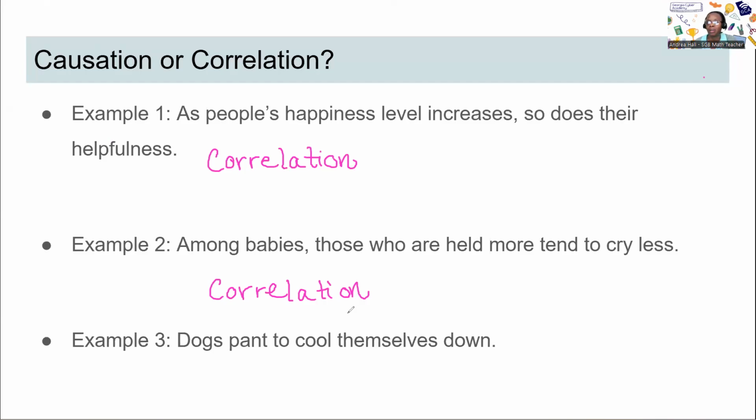Number three, dogs pant to cool themselves down. That is actually a causation. They do that, scientifically proven.